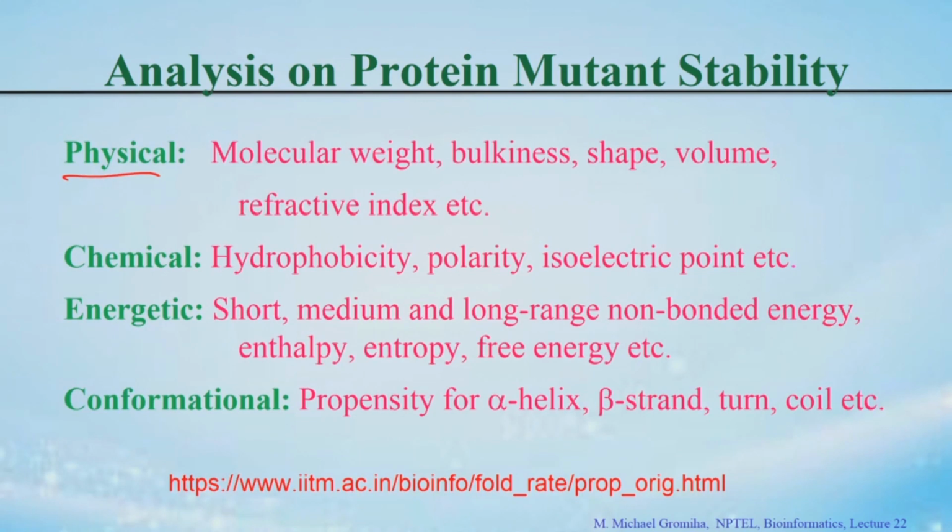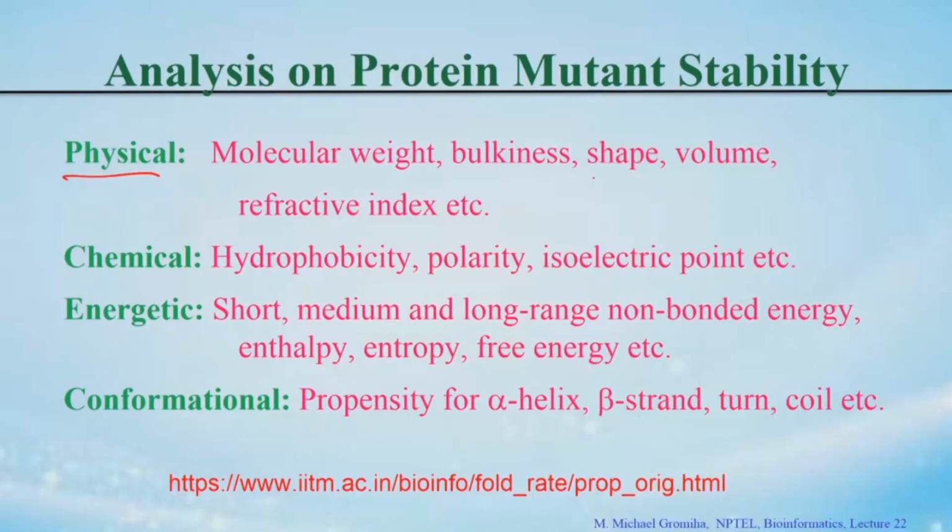There are several physical properties. For example, molecular weight. In this case, you can see the glycine has less weight than the other residues, and you can see the bulkiness. There are some residues which are very bulky compared to other residues, right, some are loose and some of them are very bulky, and you get the shape and the volume, refractive index and so on. There are many properties, right, you can deal with the physical behavior. There are several chemical properties, for example, hydrophobicity and polarity, isoelectric point, right, several chemical properties.